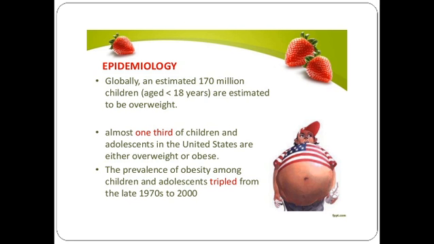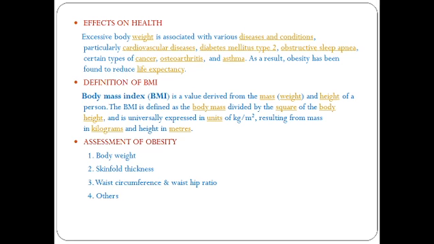Now, obesity is an epidemiological disease in global history. Globally, an estimated 170 million children, that is less than 18 years, are overweight. Almost one-third of children and adolescents in the United States are either overweight or obese. The prevalence of obesity among children and adolescents tripled from the late 1970s to 2000.